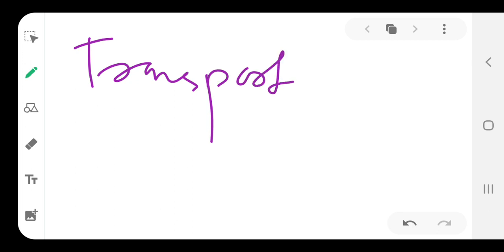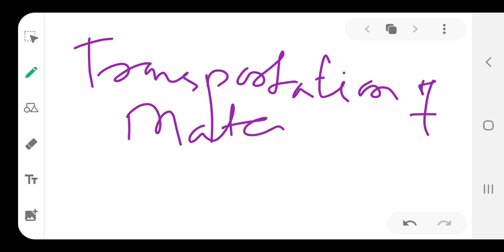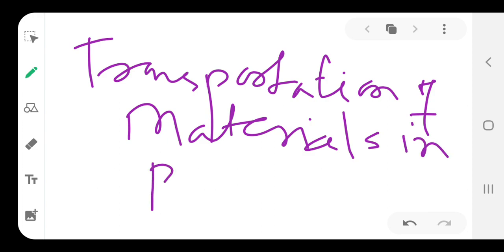So today we will begin the topic called transportation of materials in plants. Please take out your notes copies, textbook, and stationery material, the things required for the lesson, and open your page numbers 108 and 109 in your textbook. So get ready with all these things. So we begin the class.